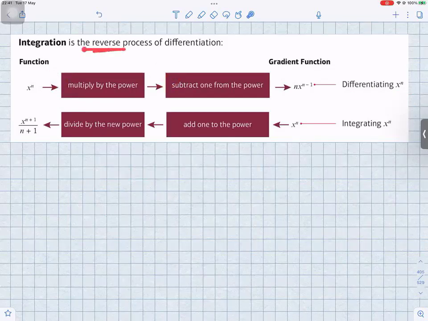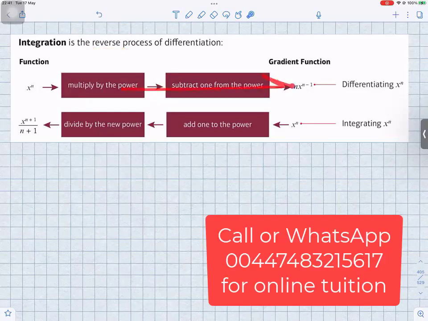Integrating, which is the reverse. So we're going this way. We're going to the right, left to right. Now we're going right to left. So we want to integrate x to the n. We subtract 1 from the power there. Now we add 1 to the power. The opposite of subtract is add. Add 1 to the power.